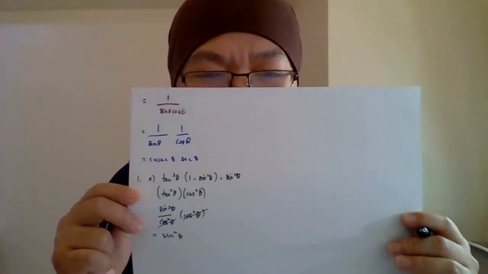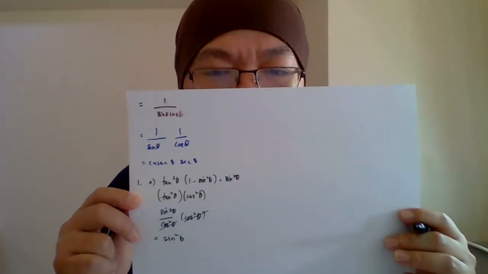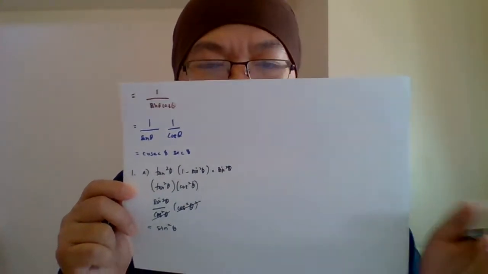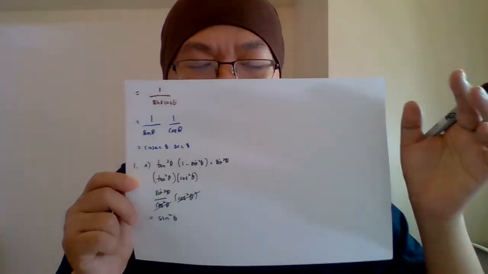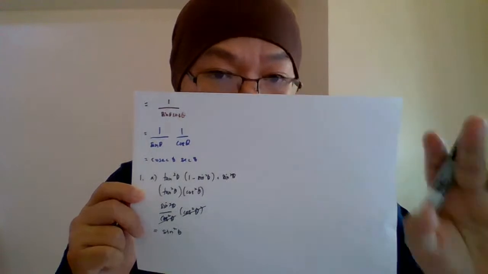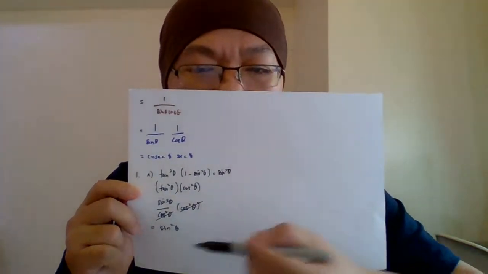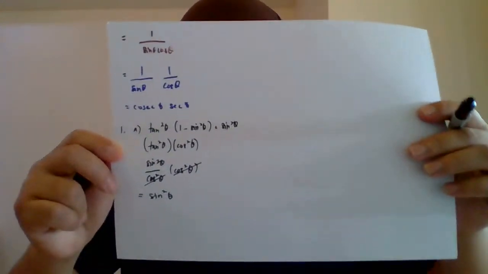This is one of the example SPM questions, paper 1. Paper 2. Normally, proving trigonometry will come out in paper 2, right? So 2 marks for this equation. Okay, for this question. Okay, so that's number 1A.